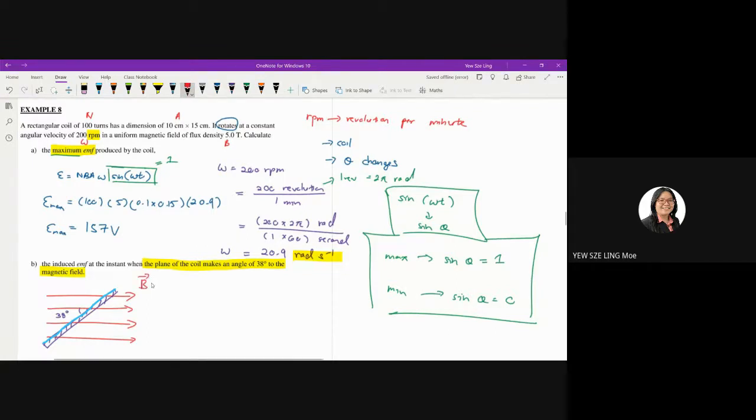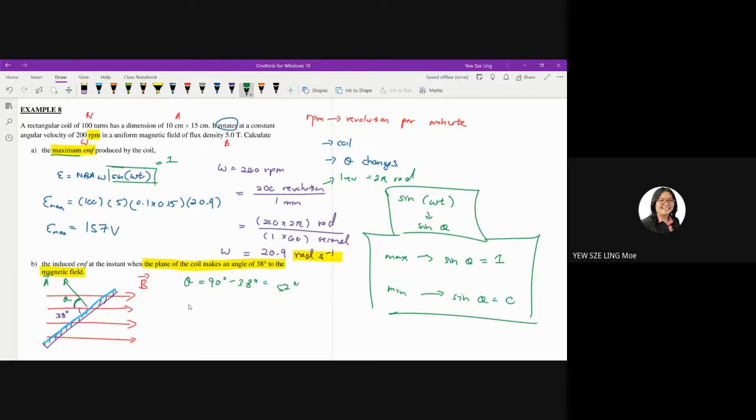So this is my magnetic field, but that is not the angle that I want. Remember, when it comes to all these equations, the angle is the angle between vector A and your B. So I'm going to draw vector A first. The angle between vector A and the magnetic field is 90 minus 38. So θ equals 90 degrees minus 38 degrees, which equals 52 degrees.